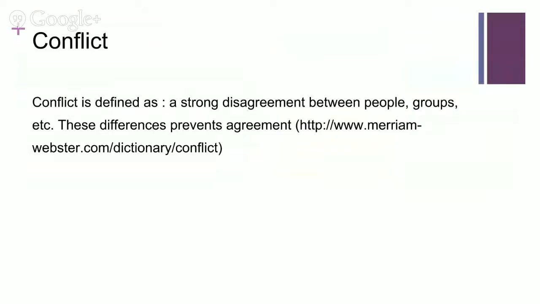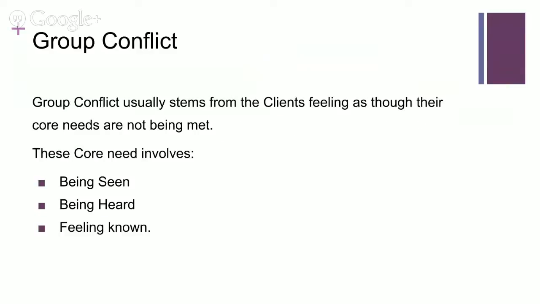Conflict. Conflict is defined as a strong disagreement between people, groups, etc. These differences prevent agreement. Group conflict usually stems from the client's feelings as their core needs are not being met. These core needs involve being seen, being heard, feeling known.